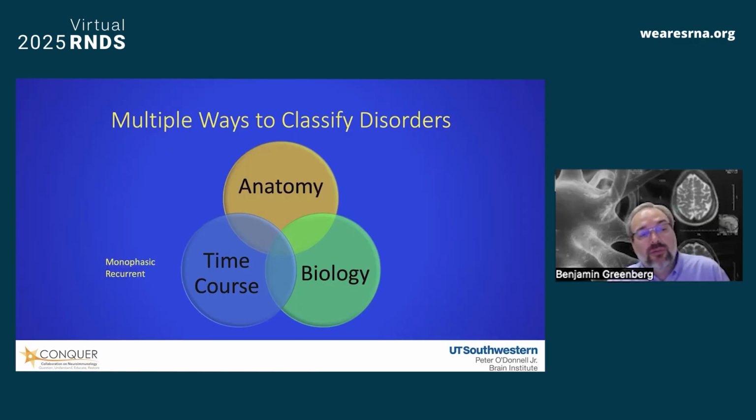If, however, we think about time course, we're going to separate the disorders based on those that are in general monophasic, happening one time and one time only, versus those that have a known high risk of recurrence over time. And then finally, we're going to talk about biology. And there are lots of different biologies that can lead to inflammation within the central nervous system. And I want to define some of the terms we're going to use, and then we'll explore them in more detail.